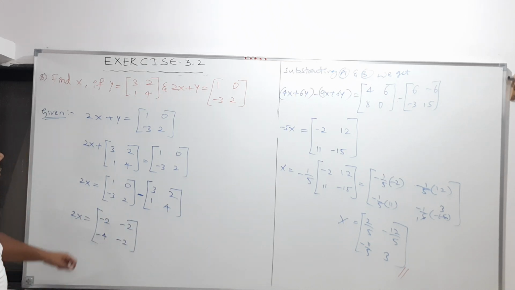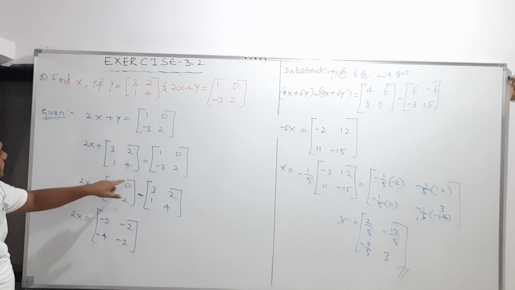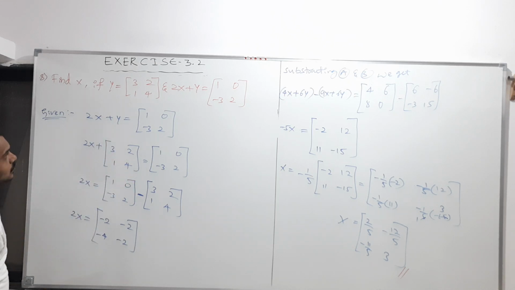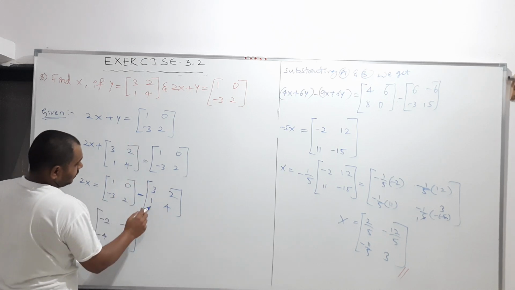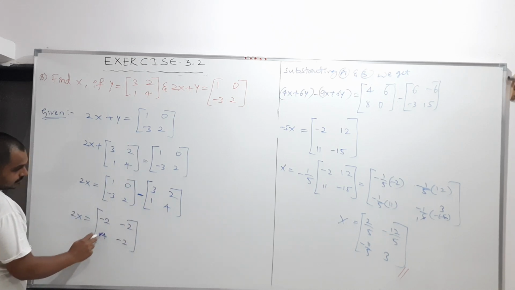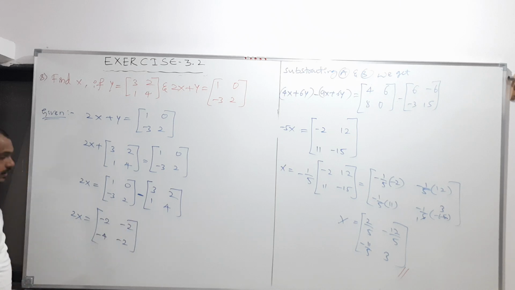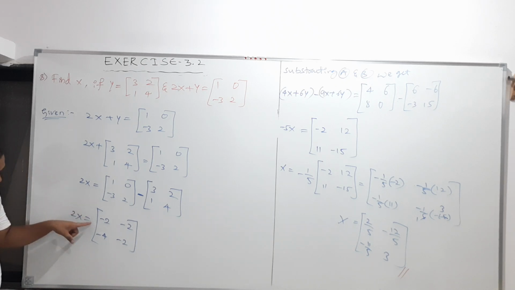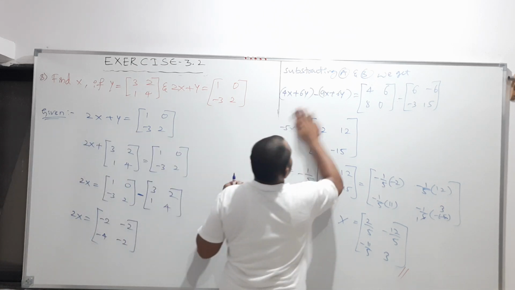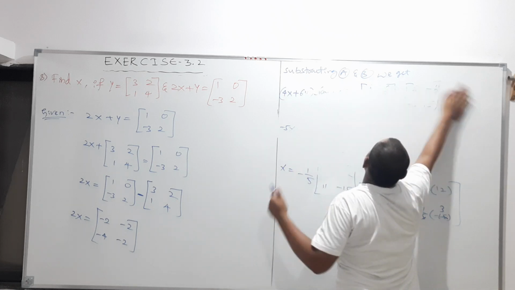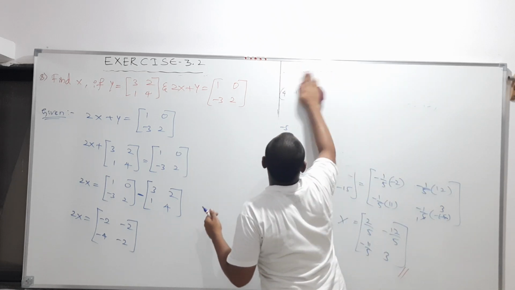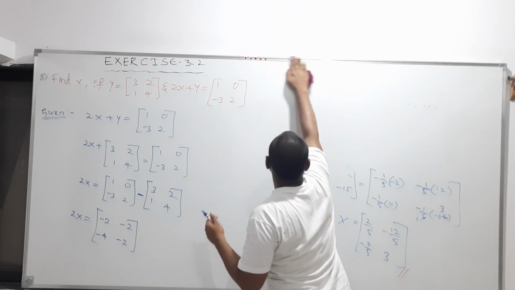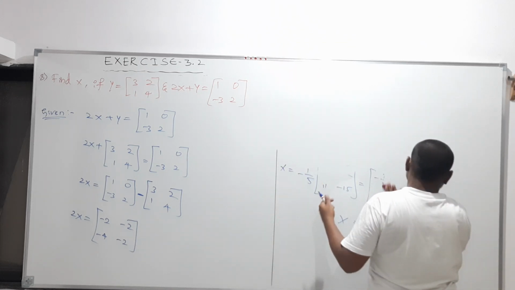Clear, my dear students? So here it is 1, this I shifted that side, so minus 3, and here it is minus 1. Minus 3 minus 1 is minus 4. And now, my dear student, I need the X value. To find the X value, what should I do? Here, this 2 I shift to this side. If I shift this 2 to this side, that will become 1 by 2. So therefore you can easily find the X value. It's simple. So please calculate that one, my dear students.